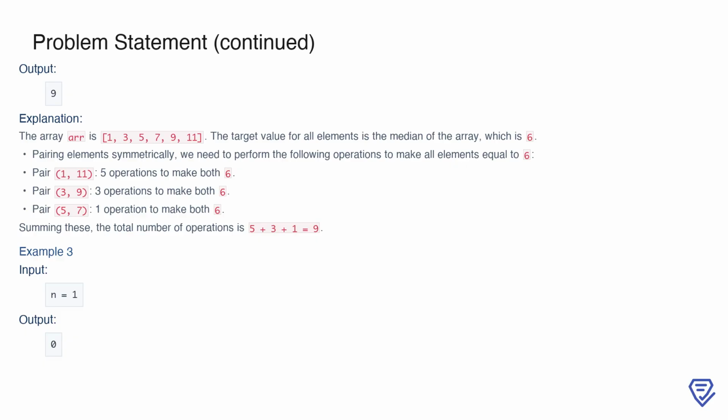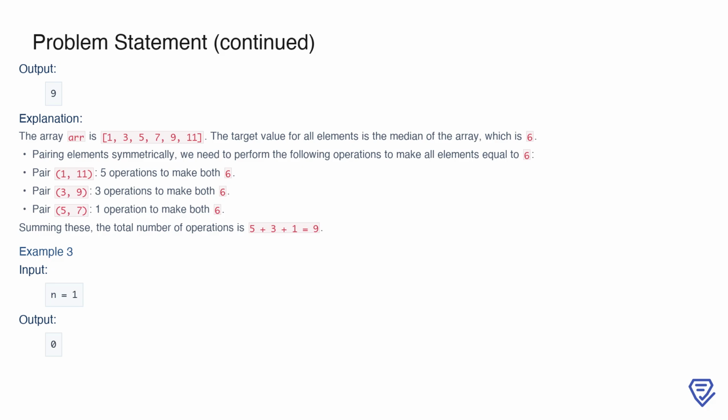Now consider another example where n equals 6. The array ARR is 1, 3, 5, 7, 9, 11, and the target value for all elements is the median, which is 6. To make all elements equal to 6, we pair the elements symmetrically around the median.